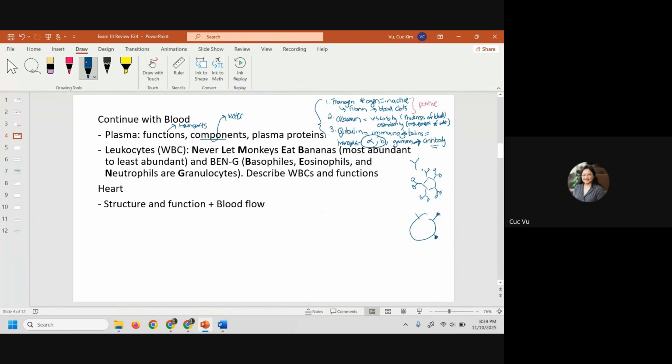All cells have antigens. And then if this is a red blood cell and you are type AB, you would have A antigens and B antigens. Make sense? If you are blood type O, you would not have those antigens. You'd have other antigens, but you wouldn't have A nor B.